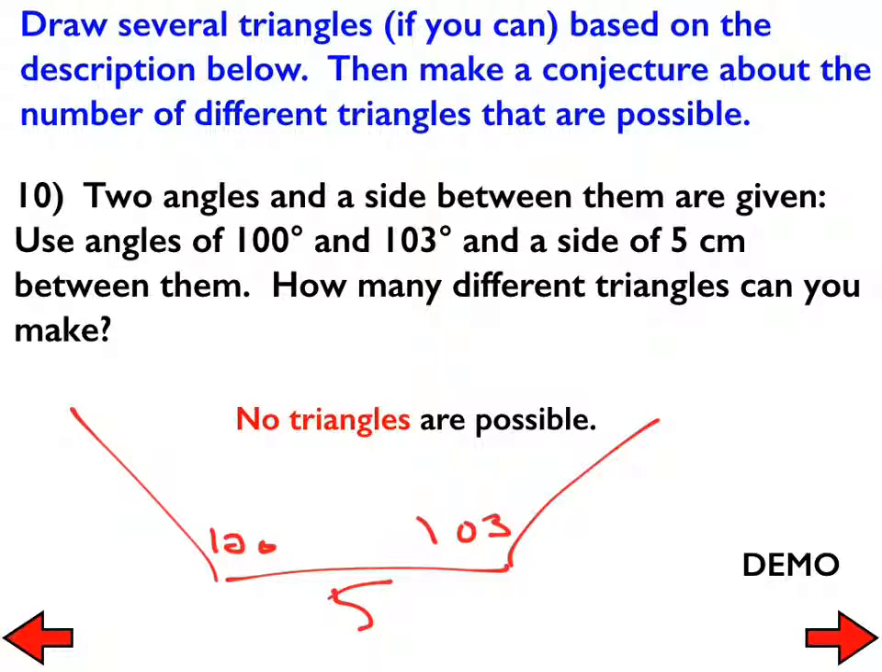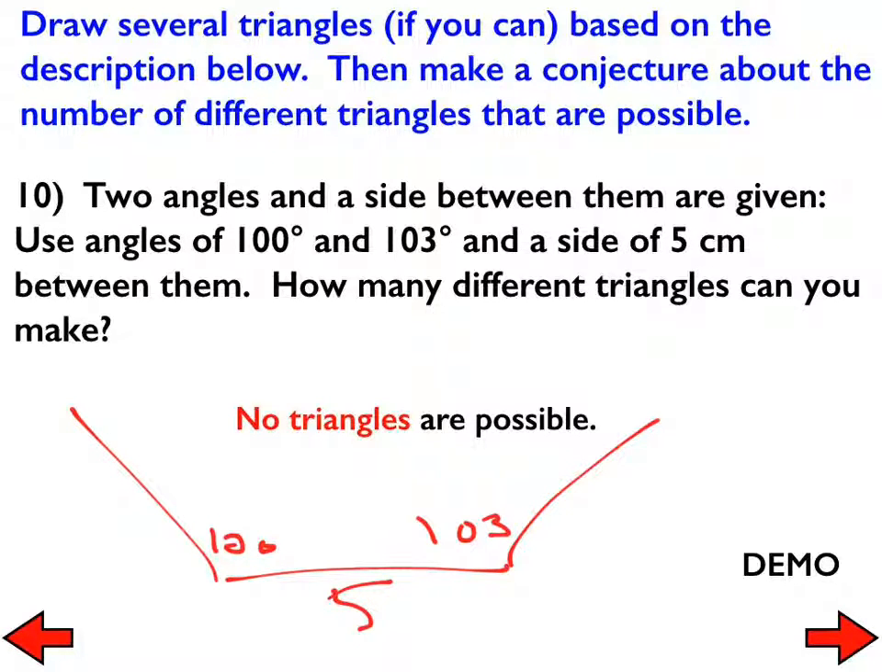There's something you could have seen before you started drawing. Why didn't this make a triangle? What do we know about angles in a triangle? There is a theorem. The triangle sum theorem? Yes, the triangle sum theorem. It says that all three angles have to add up to 180. Now, we only have two angles given, and it's already way bigger than 180. So this is why it doesn't make a triangle.